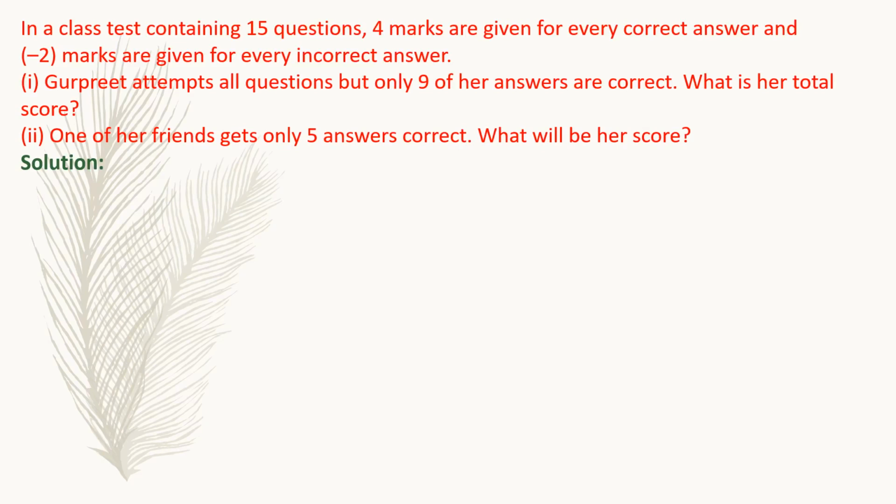In a class test containing 15 questions, 4 marks are given for every correct answer and minus 2 marks are given for every incorrect answer. The first part of the question is, Gurpreet attempts all questions but only 9 of her answers are correct. What is her total score?